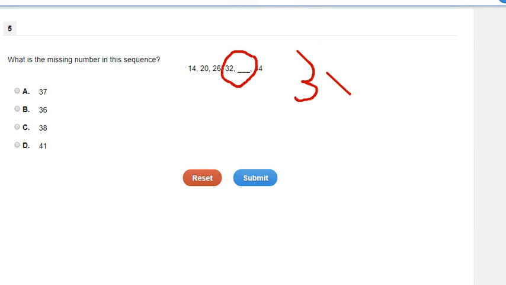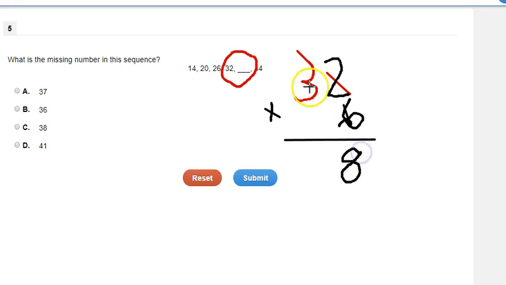Okay, so let's change it to black. This is supposed to be a 2. And we're going to add 6. All right, so 2 plus 6 is 8. And 3 plus 0 is still 3. So our answer is going to be 38. 38 is going to fit right there in that blank.